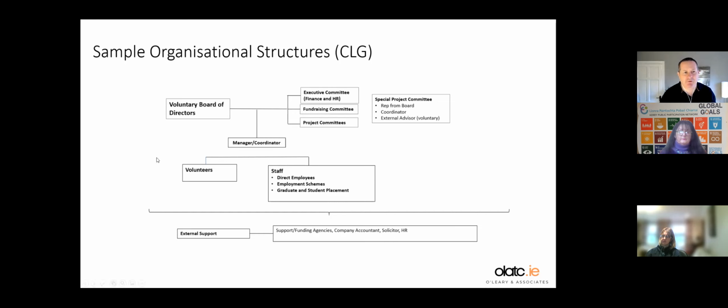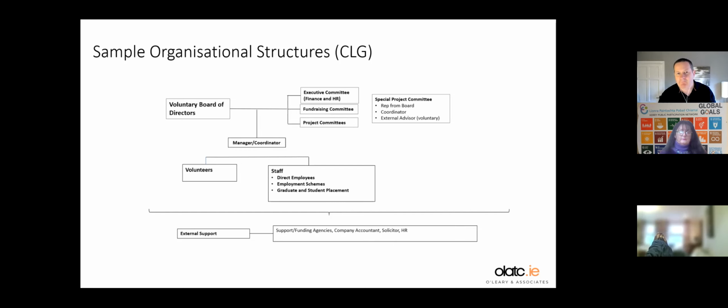So you have a voluntary board of directors here. And I would always recommend at least 2 committees, right? We're going to talk about that in a second. The first is the executive committee, and the second is a fundraising committee. And then I've got what's on here is project committees. And these could be one-off project committees, or they could be ongoing projects, right?